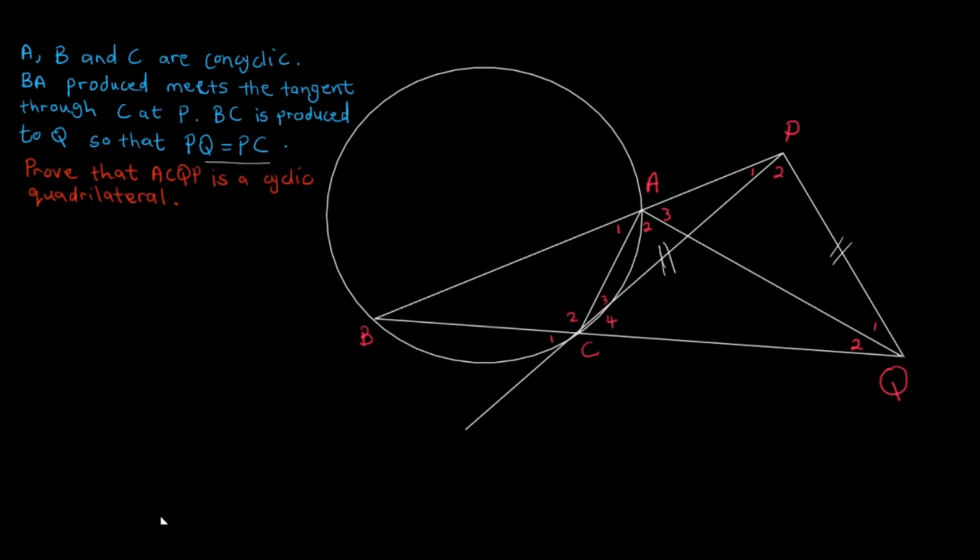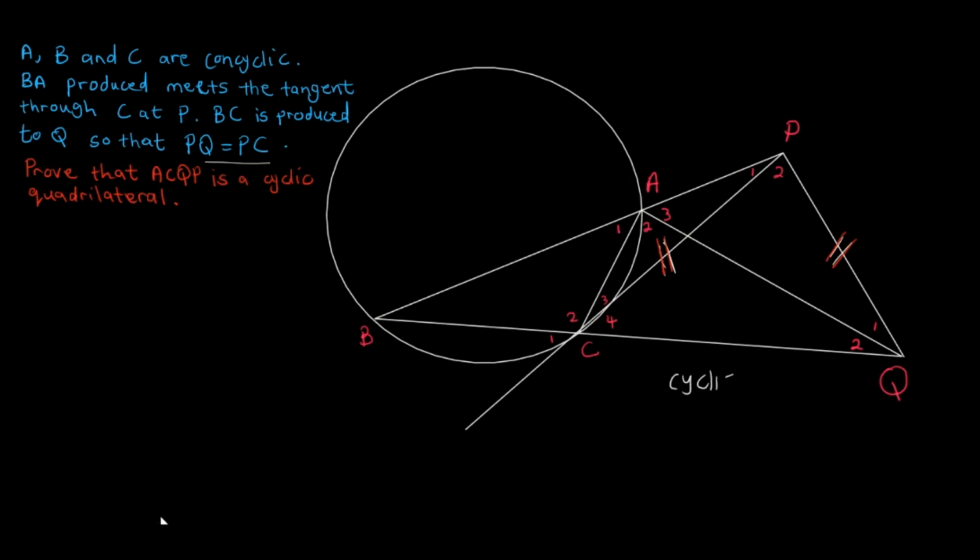So they are equal. I'm just going to indicate, let me just use a different color so that we are able to identify that these sides are equal, right? And then we are asked to prove that ACQP is a cyclic quad. So for us to prove this, we first need to know what is a cyclic quad, right?